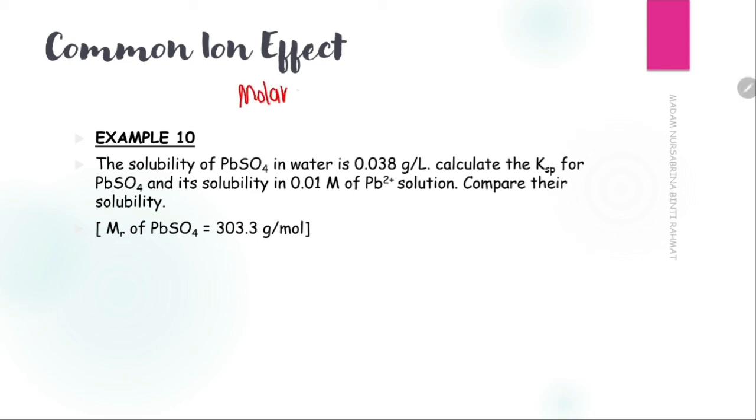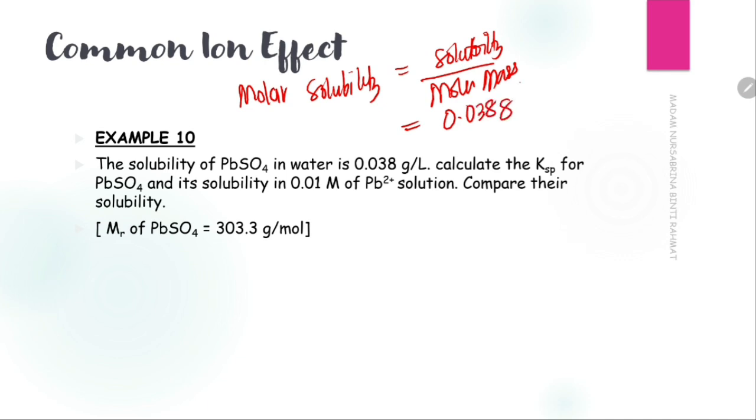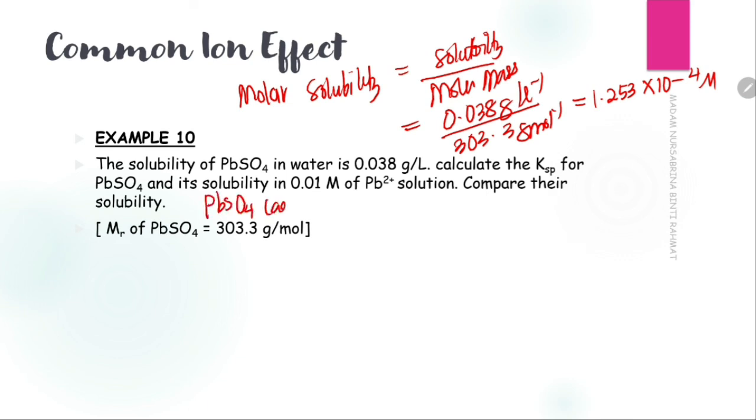So first we need to convert this solubility into molar solubility. Molar solubility is simply solubility divided by molar mass. My solubility is 0.038 gram per liter, and the molar mass for my lead sulfate is 303.3 gram per mole, which gives me a molar solubility of 1.253 times 10 to the power of negative 4 molar.